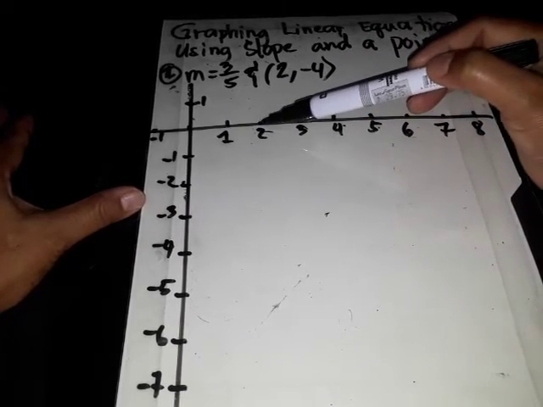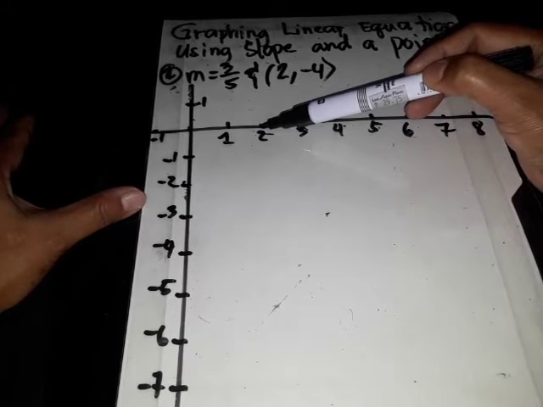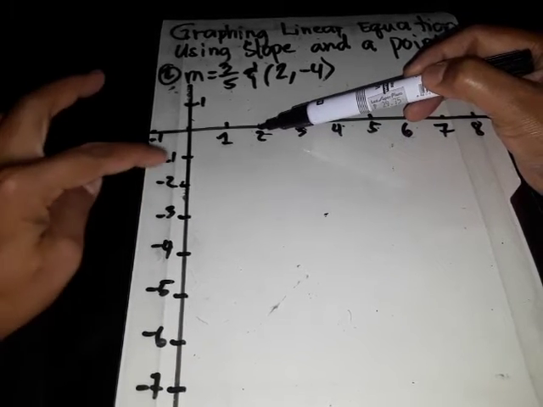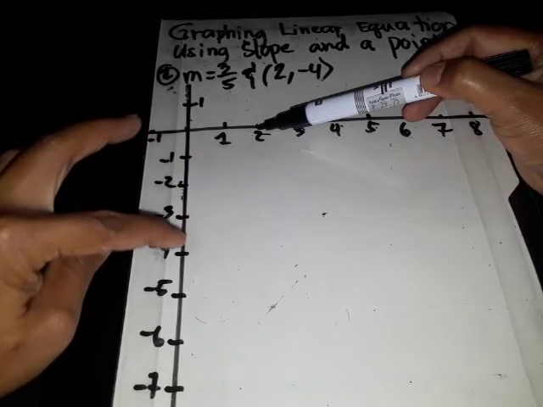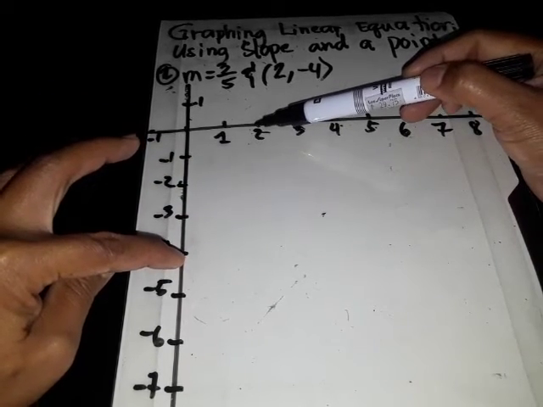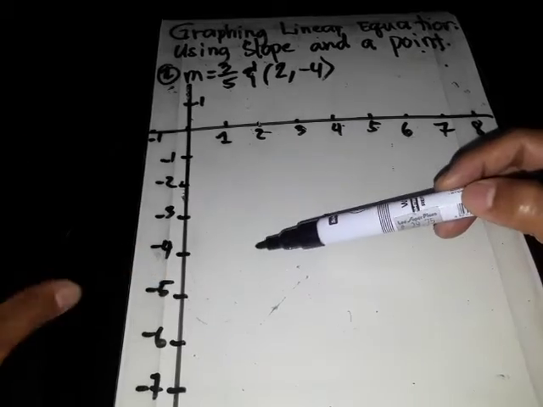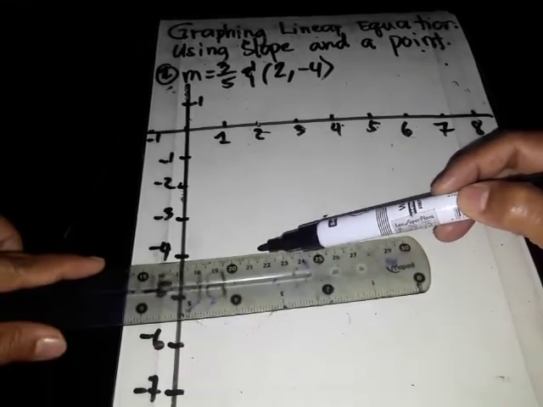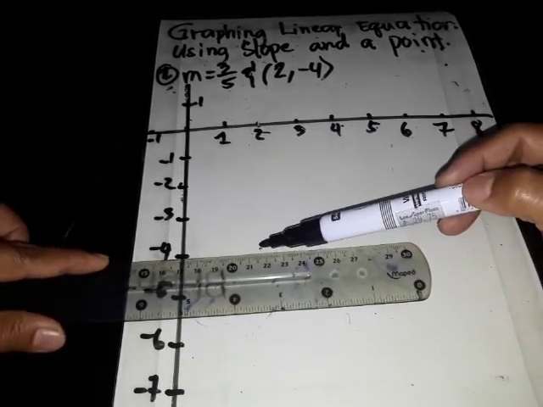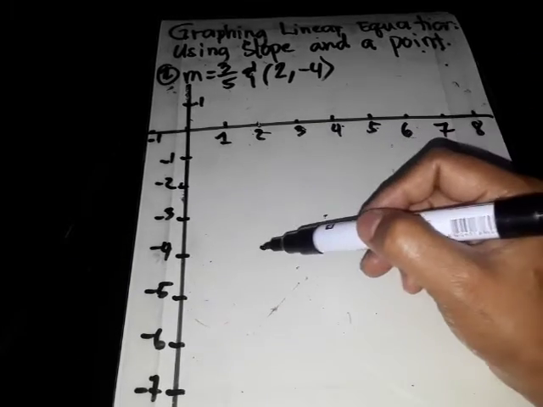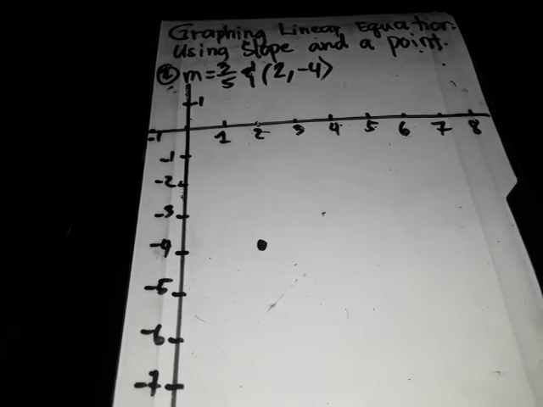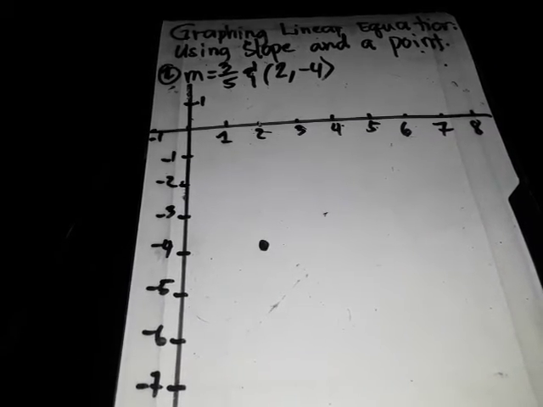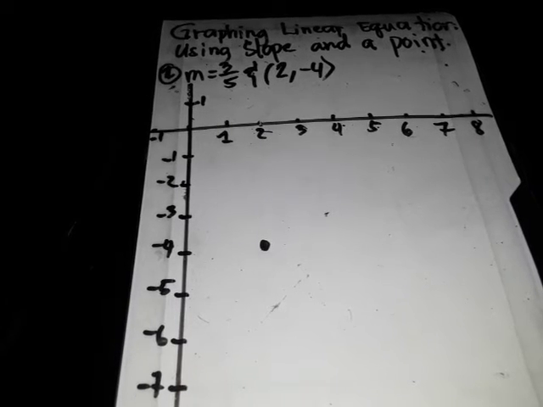So, 1, 2, and dito siya. And then, negative 4. Kung ang y ay negative, pababa tayo. So, negative 1, negative 2, negative 3, negative 4. So, itapat natin ang positive 2 and negative 4. Ayan. So, positive 2, negative 4, andito ang point. Okay? Pagkatapos niyan, ay gagawin na natin ang ating slope.